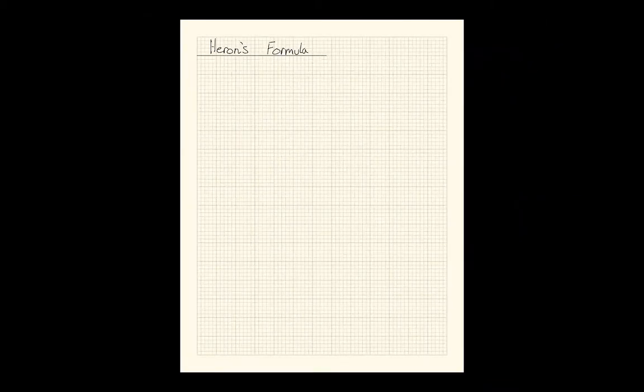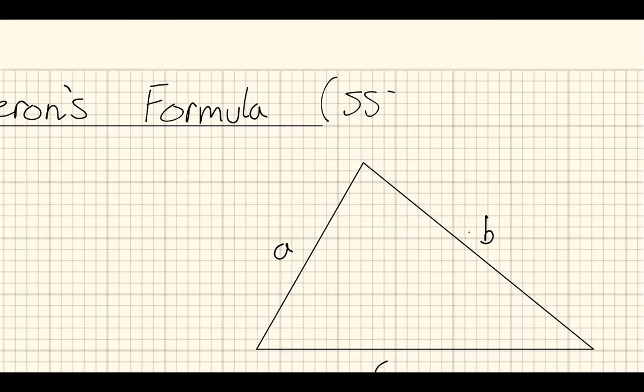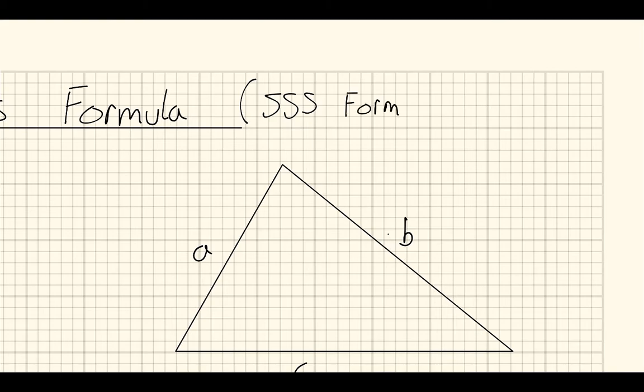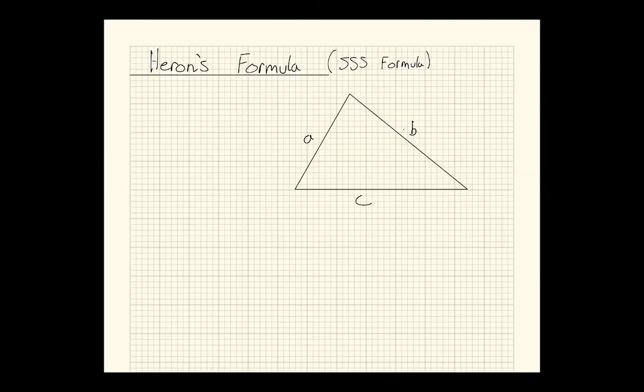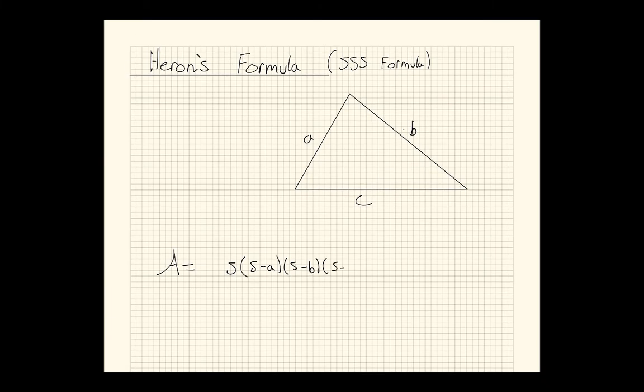Let's go over this. Here we have a triangle A, B, C, and I should mention this is my side formula. So it does have a nice name, Heron's formula, but this is in side situations where you know all three sides. So here is the formula. Area is equal to the square root of s times s minus a times s minus b times s minus c. It's the square root of all of that full product.